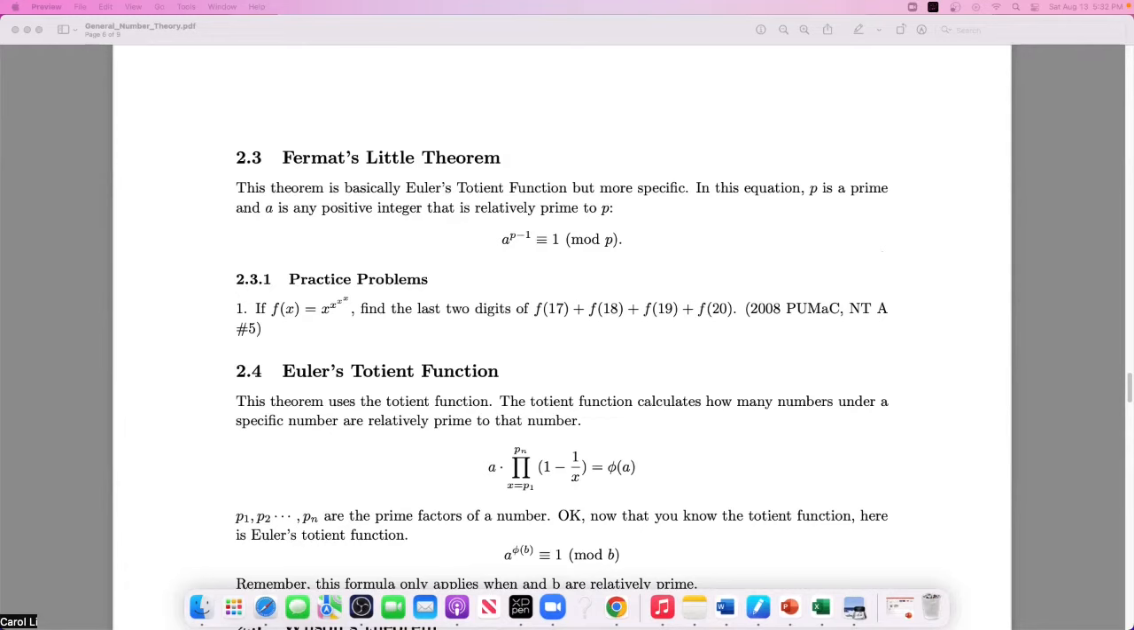Okay, second one. Now we're going to talk about Euler's totient function. Don't get scared by that big scary thing down there. This theorem uses the totient function, which calculates how many numbers under a specific number are relatively prime to that number. It's badly worded by me. The pi is the multiplication of all, so p1 to pn are all the prime factors of the number a.